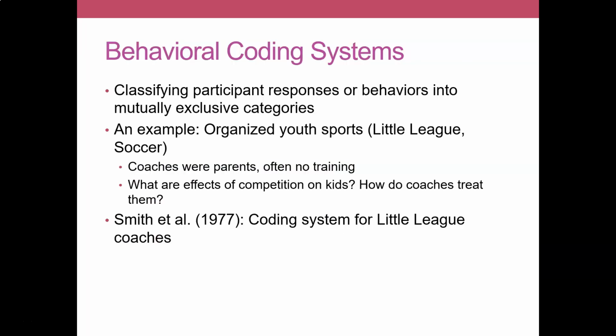So, behavioral coding systems basically occur when we classify participant responses or behaviors into mutually exclusive categories. This is really important. If we want to be able to code data and make sure that it's clear, we need to make sure that a behavior either goes into one type of category or another type of category. It cannot go into multiple categories.